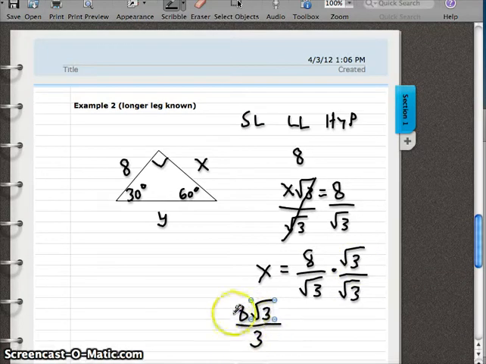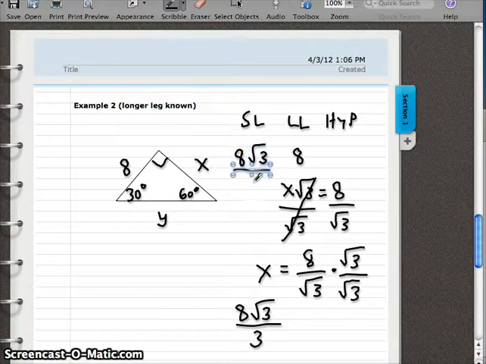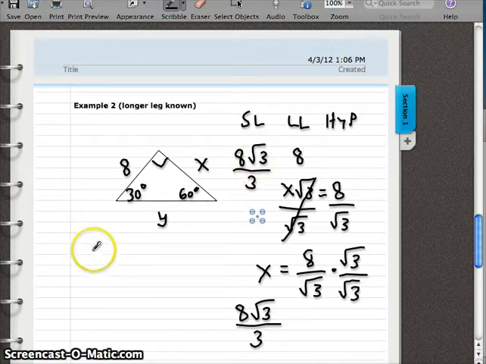And again, we can't simplify that fraction, but we're always looking to. So in this case, we can't simplify any farther. So the short leg value ends up being this crazy fraction here, 8 times the square root of 3 divided by 3, which ends up being just a decimal value. And then our hypotenuse, remember, is double the short leg. So how do we double this?